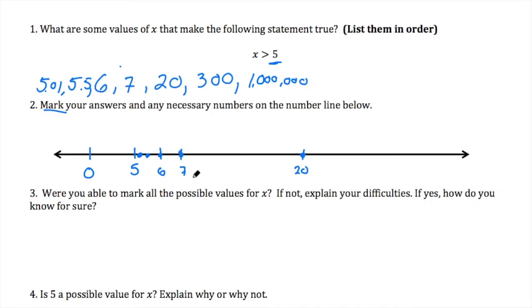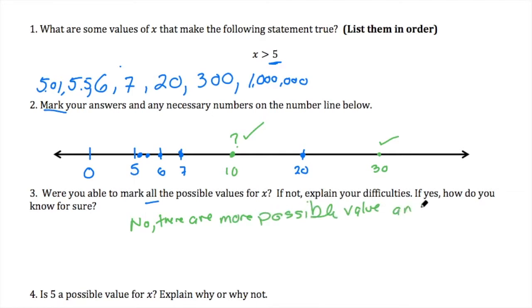So were we able to mark all the possible values? Are there other values on this number line that would work? Well, 10 would work, right? And what about 30? Yeah, 30 would work. And there's actually countless other numbers in between here that could work. So no, there are more possible values. And in general, they continue onward to the right, like 1,300,000 that we couldn't even reach.